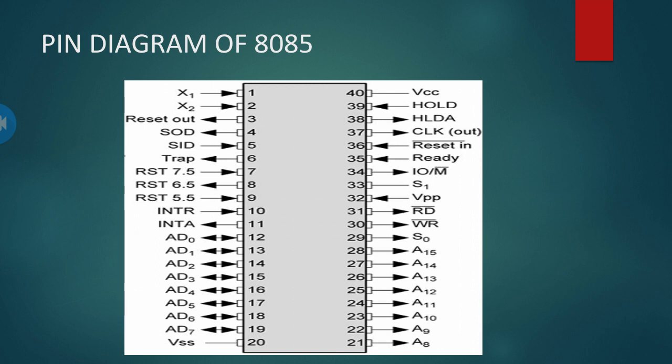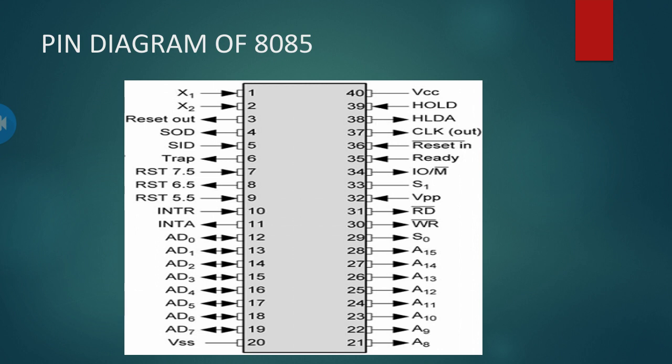And students, look at the right hand side, pin number 40 VCC, which is used to provide the voltage. Pin number 37 clock. Clock pin is used to provide the internal clock to the microprocessor, which is used to calculate the time of every operation and the number of steps involved in every operation. So basically the clock is used to calculate the time. Next is RESET IN, which is used to reset the value of the program counter.